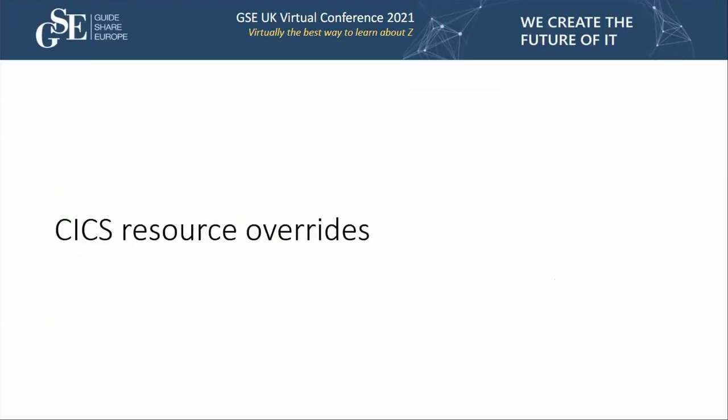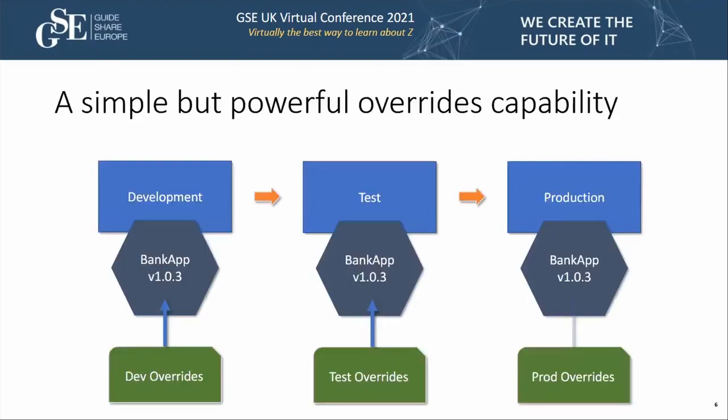So to answer that, we've brought in a new capability to CICS itself called resource overrides. What this intends to do is take all that tribal knowledge, all your differences between different environments, and package it up inside of a YAML file, which is a nice, easy to read format, and allows you to bring that along with your CICS region.